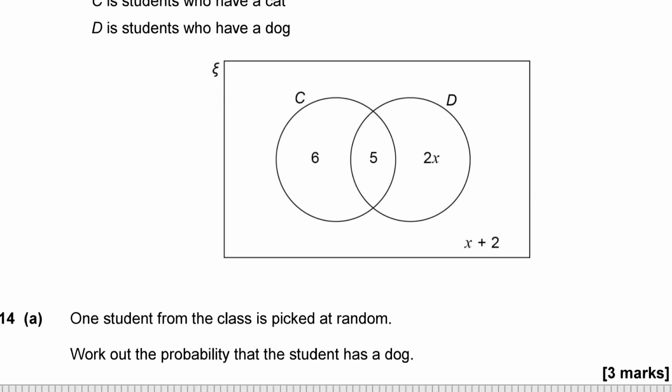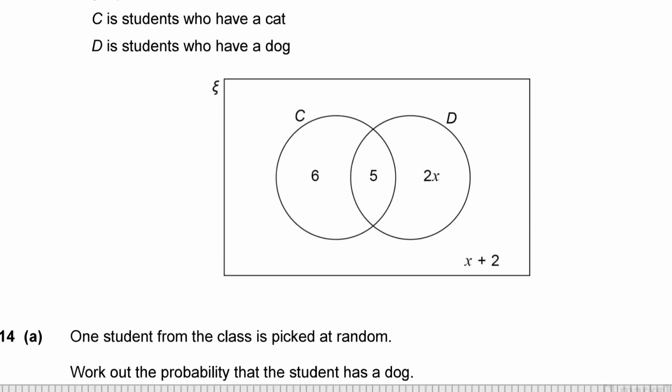One of the students from the class is picked at random. Work out the probability that the student has a dog. Okay, we've got a bit of algebra to do first, because we've got some algebraic values here and here, but there should be no problem for us to work out. If you remember, we've got 31 students altogether, so if I add up all the different values in each of the areas of my Venn diagram, it should add up to 31.